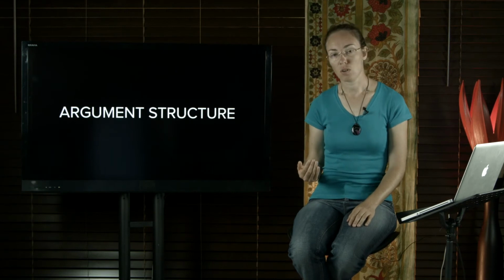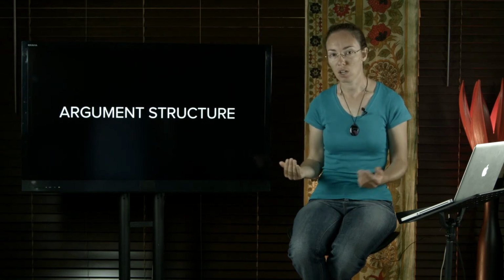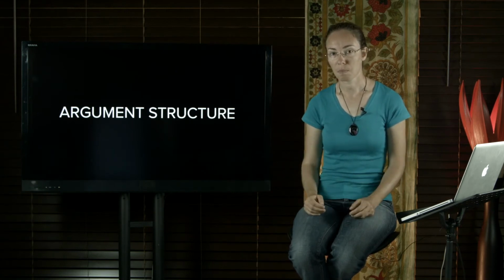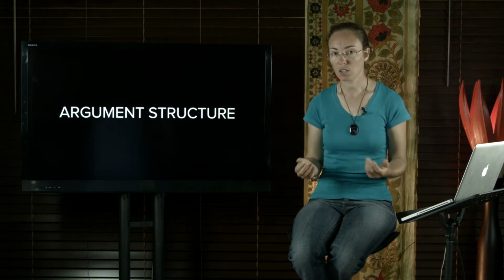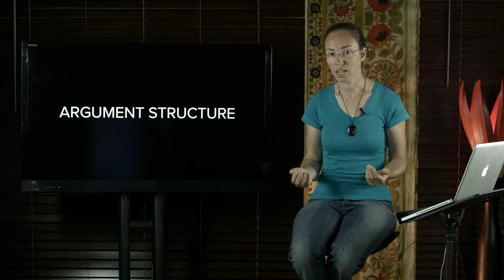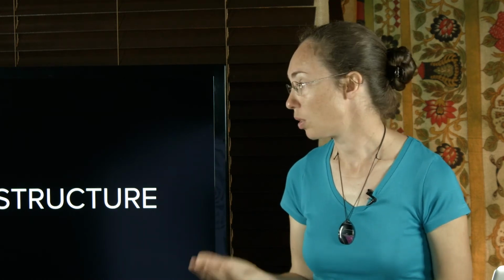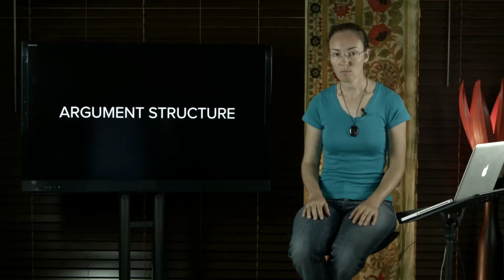Argument structure is all about how verbs relate to their complements and their subjects. Some constituents, like noun phrases or prepositional phrases, are complements. They are required by the verb. These are called arguments of the verb. The area of grammar that deals with this relationship is called argument structure.